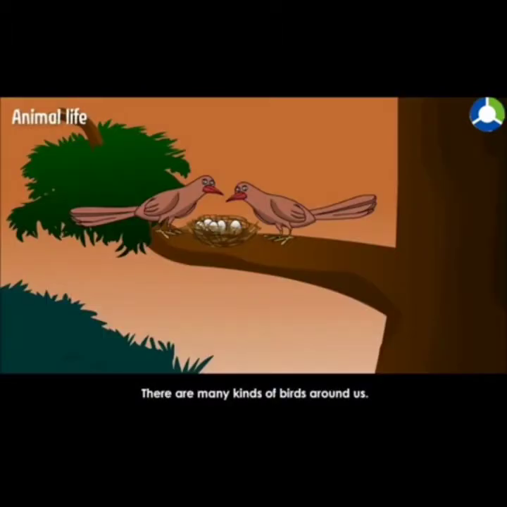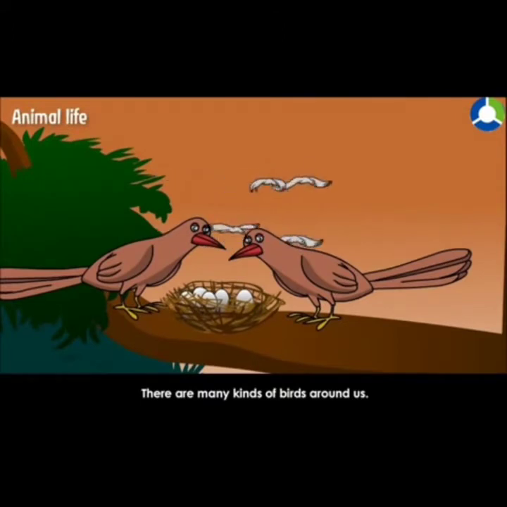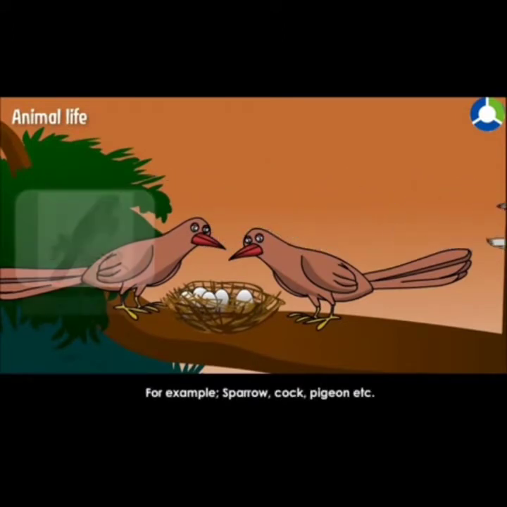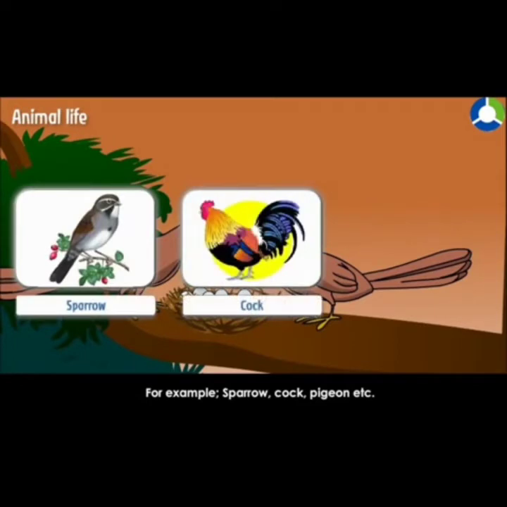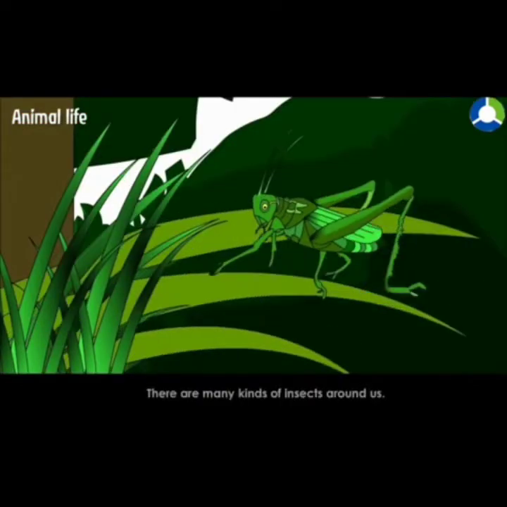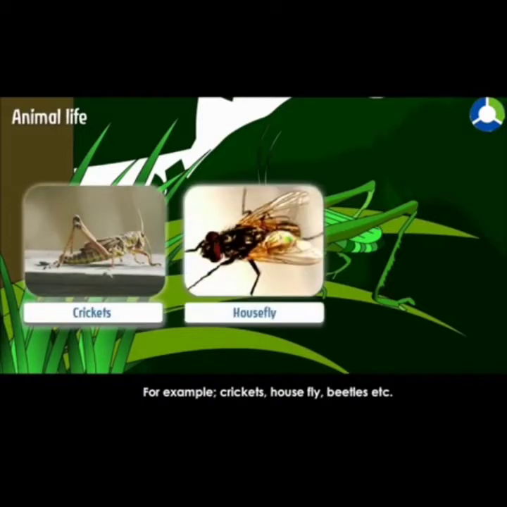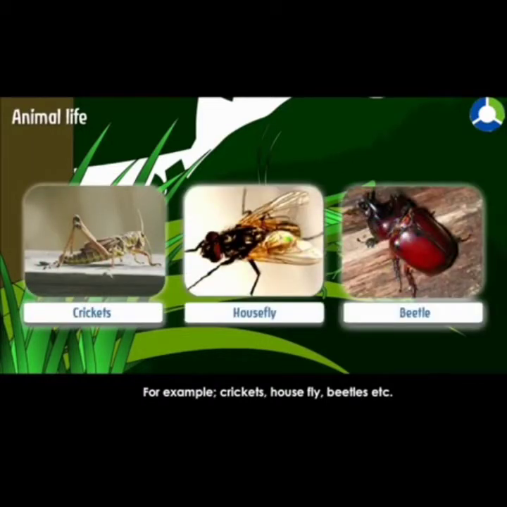There are many kinds of birds around us. For example, sparrow, cock, pigeon, etc. There are many kinds of insects around us. For example, crickets, housefly, beetles, etc.